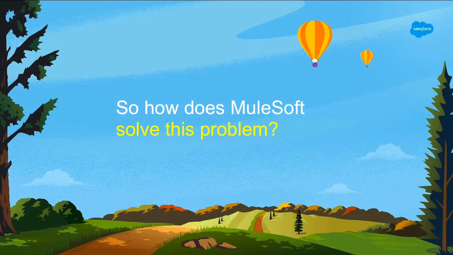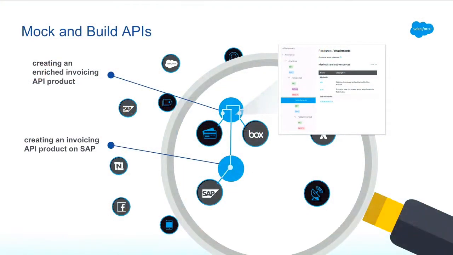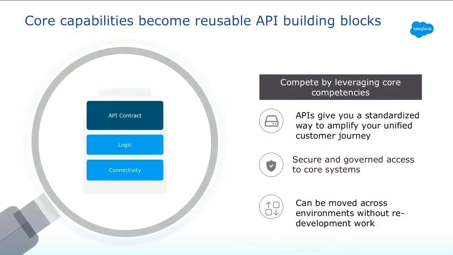So how does Mulesoft solve this problem? It all starts with the API. The API is really at the heart of what Mulesoft is doing. If you take away just one thing from this presentation, if someone asks you, what is Mulesoft? It's an integration platform and API lifecycle management platform. It really starts by designing and building APIs on top of systems of record. We give you all of the tooling necessary to design, build, deploy, manage, apply governance, and deprecate, if needed, APIs on top of systems of record. And the API becomes a standard way to amplify your customer journey.